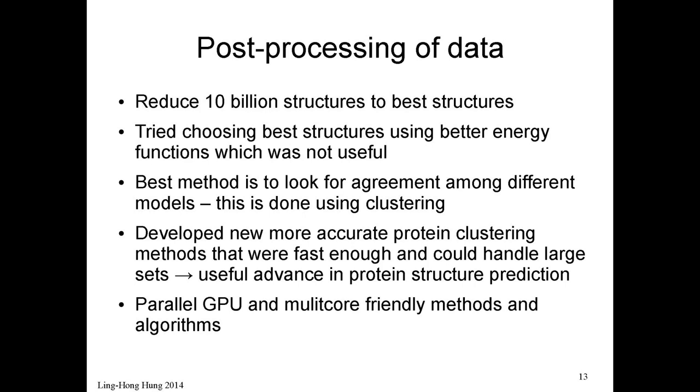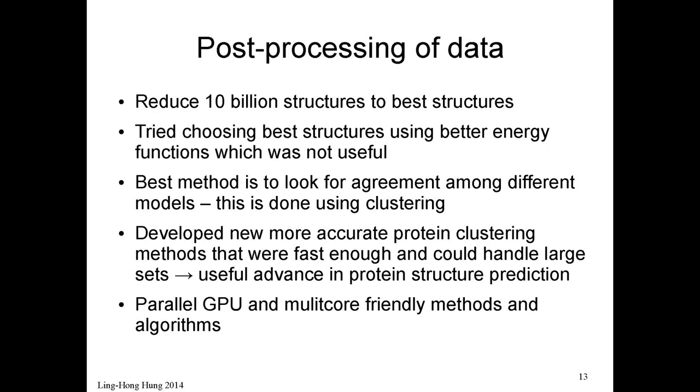The methods that we had used previously just don't work on this scale. We tried choosing the best structures using better energy functions, and this really didn't work that well. The best method we found was to look for agreement among different models in terms of structure, and this was done through a mathematical method called clustering. And during the course of the post-processing of the data, we developed some new, more accurate protein clustering methods that were fast enough and could handle the large data sets that we encountered in the Nutritious Rice for the World project. And this was a useful advance in protein structure prediction.